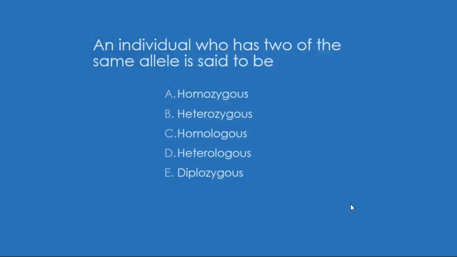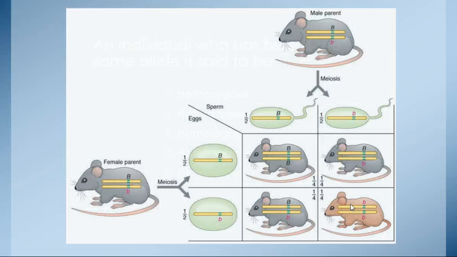But first, an individual who has two of the same alleles is said to be homozygous, heterozygous, homologous, heterologous, which is not a word, or diplozygous? They are homozygous. If you have two of the same allele, you're homozygous. If you have two different alleles, you're heterozygous. And those are the two terms we need to know.